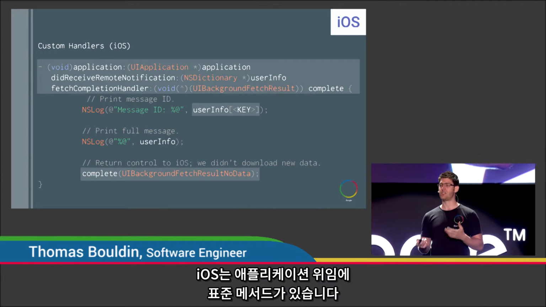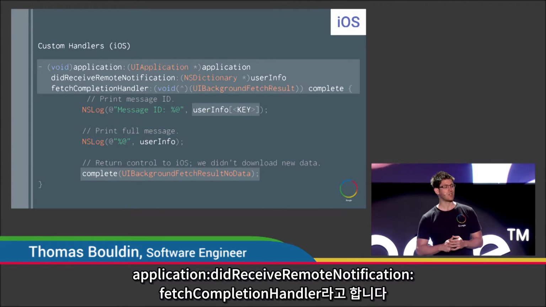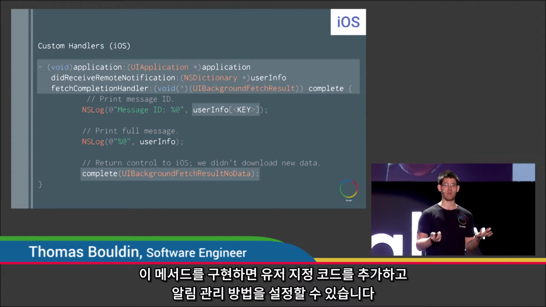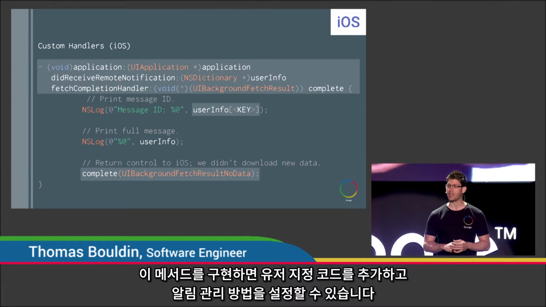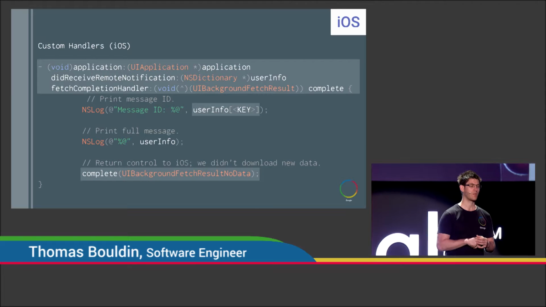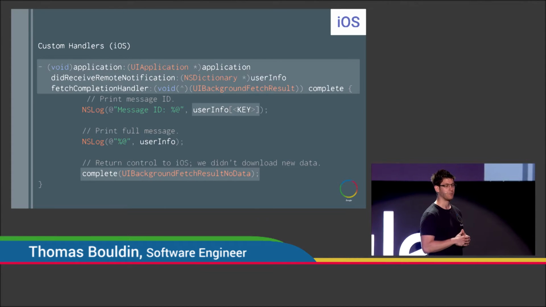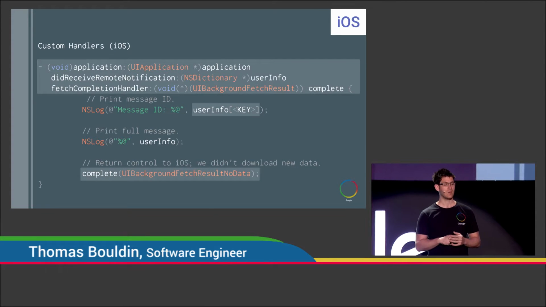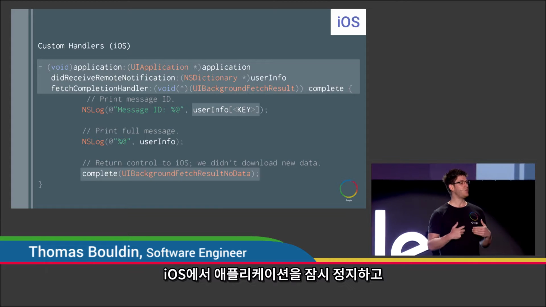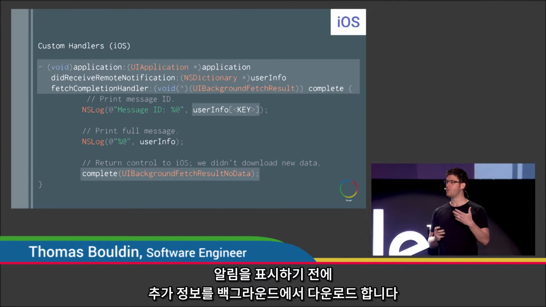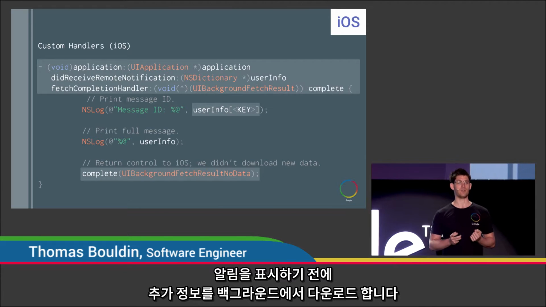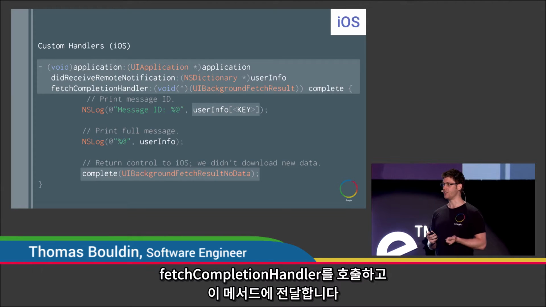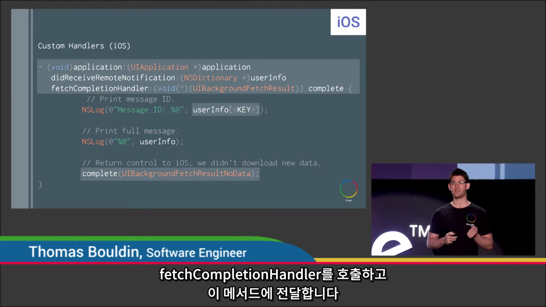Now, in iOS, there's a standard method on the application delegate. It's called application:didReceiveRemoteNotification:fetchCompletionHandler. And if you implement this, you can add custom code to how your application manages notifications. The second parameter, userInfo, is an NSDictionary. It's a key value mapping of everything that was in that notification. And in iOS, it lets you pause the application and download more information in the background before actually displaying the notification. You can tell iOS that your app is ready to display the notification by calling the fetch completion handler passed to this method.